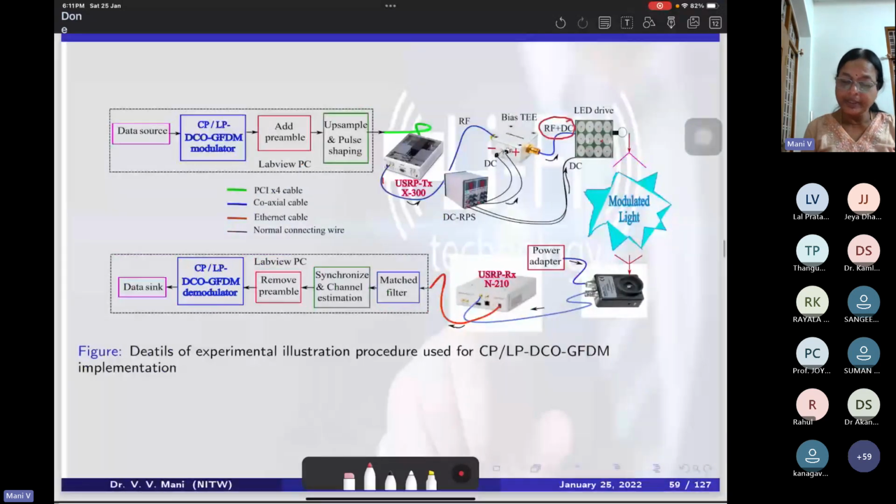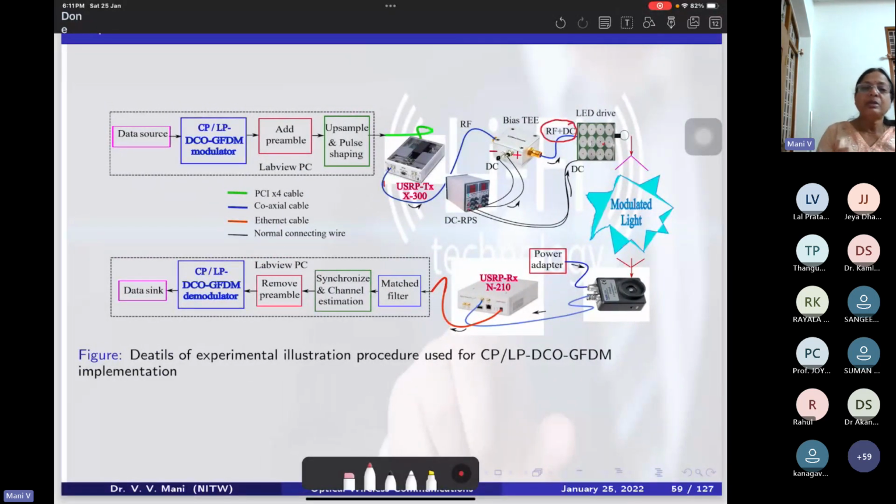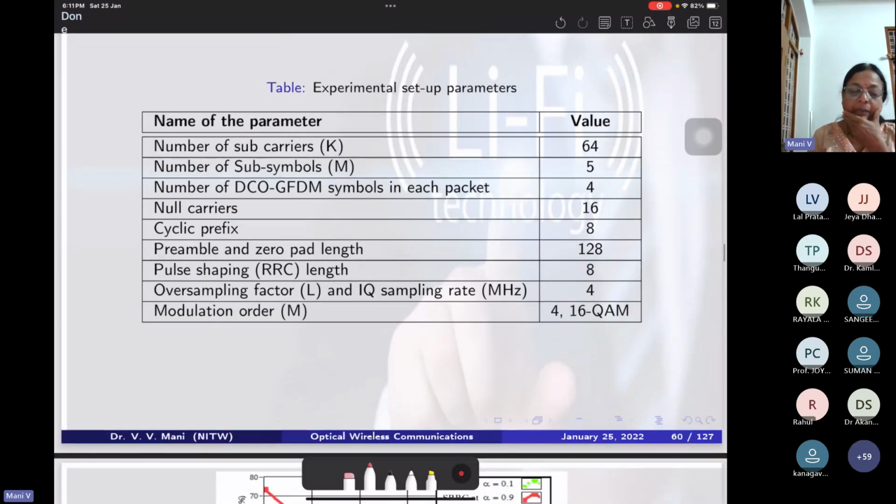This whole system is experimentally tested in our laboratory. We have tested for 64 carriers, and the number of sub-symbols in each carrier is 5. The GFDM symbols in each packet are 4. We have also used 16 null carriers, a cyclic prefix of 8, and a preamble and zero pad length of 128. Pulse shaping uses a root raised cosine pulse with a length of 8. Our sampling rate for IQ is 4 megahertz, and the modulation order is M equal to 4, that is, 4-QAM.